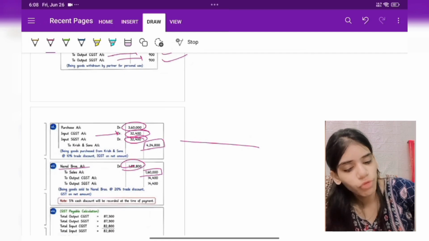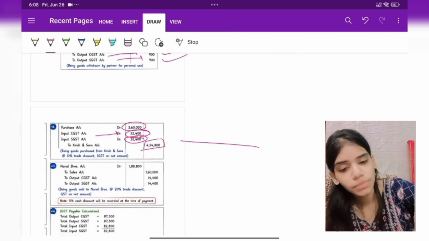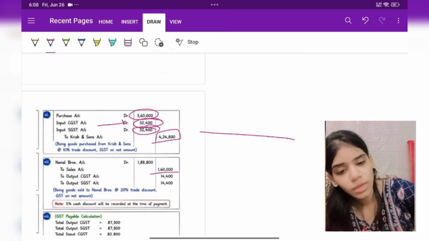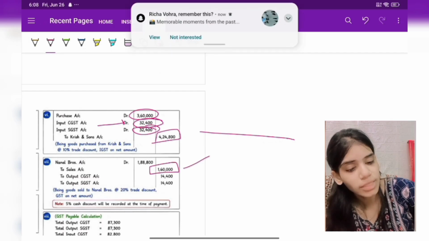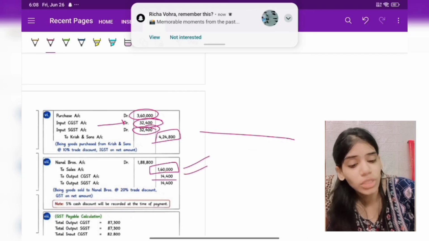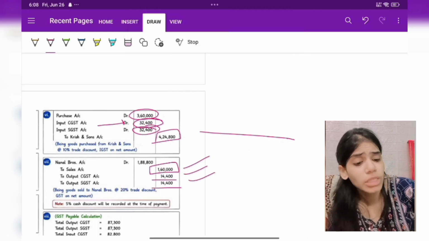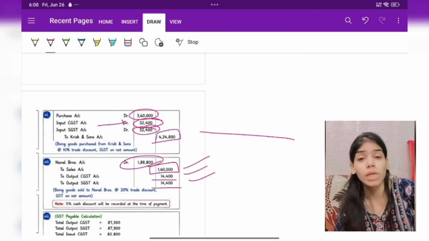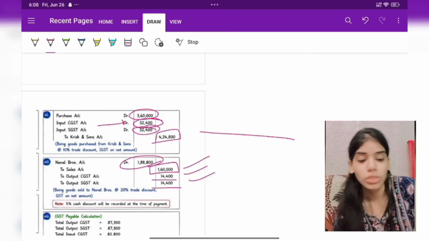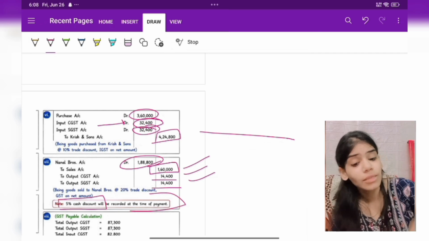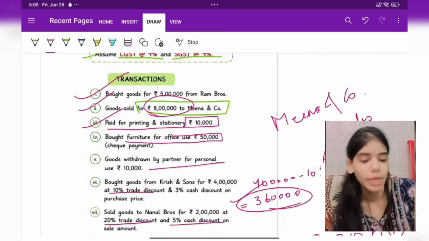So here the entry we will make with 1,60,000. The entry passed will be Nanak Bros account debit to sales. Sales we had made of 1,60,000, and on 1,60,000, 9% of CGST 14,400 and 9% of SGST 14,400. So the total amount we have to take from Nanak Bros will be 1,88,800. Now I told you earlier, this 5% of cash discount will be recorded at the time of payment.